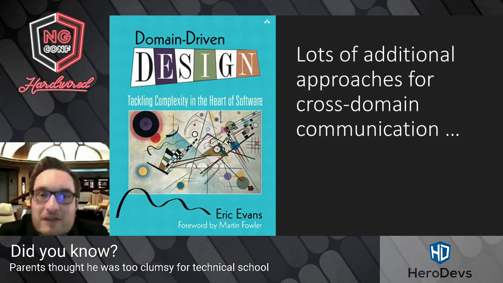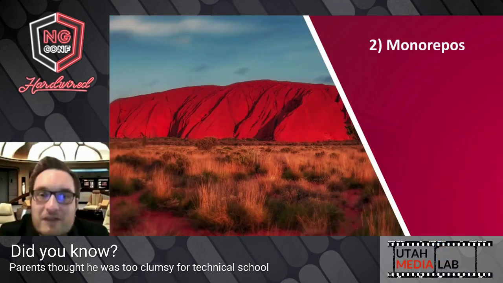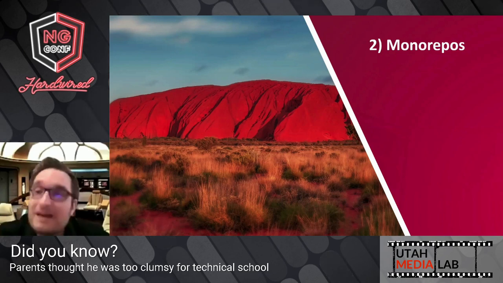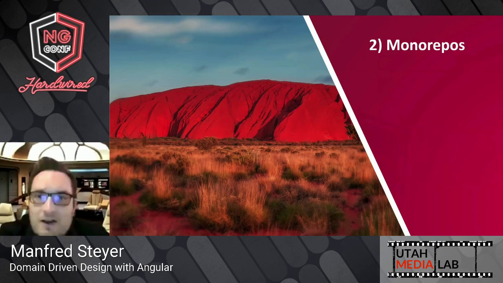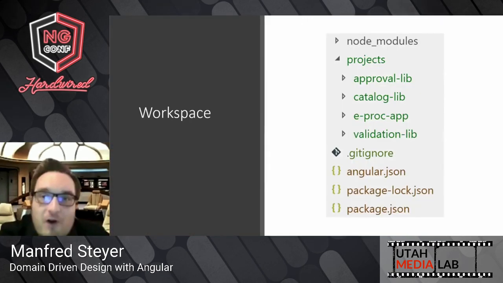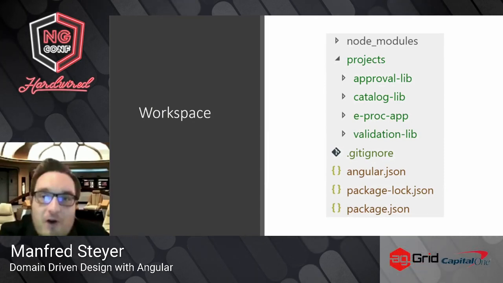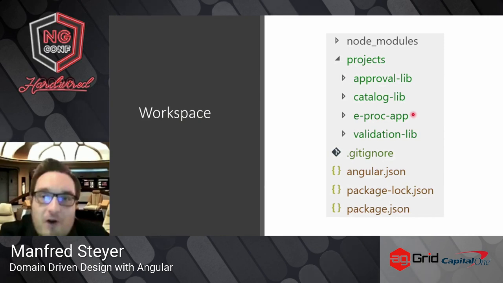The second side of the coin is at first sight something that's completely different. It's a technical topic. It's about mono repositories. Perhaps you've heard about mono repositories. To put it in a nutshell, it is just a big code repository which consists of all your subsystems. Everything that belongs to your system goes in there. In my case, I have an approval library for my approval domain. I have a catalog library. I have a shared validation library and the application itself. Everything that belongs to your system goes in here.